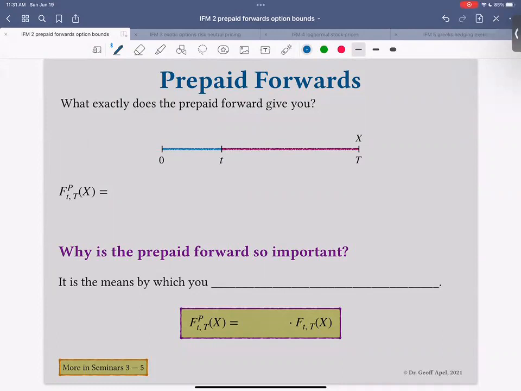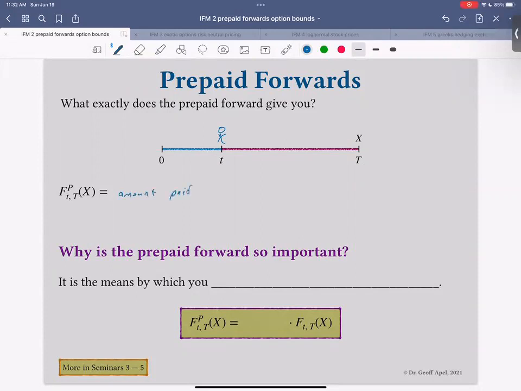So what exactly do they give you? Well, we talked about yesterday, we even had the same diagram. If we were standing right here, what did the forward price do? The forward price was the price that you would expect to pay in the end to receive exactly 1X in the end, but using only information available at time little t. A prepaid forward, the only thing different is you pay it now versus paying it later. That's it.